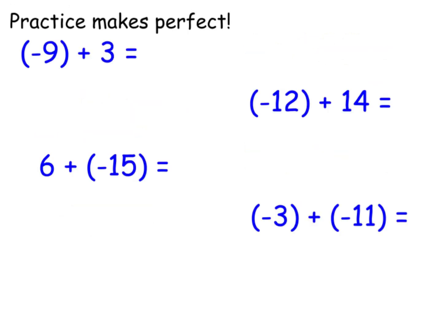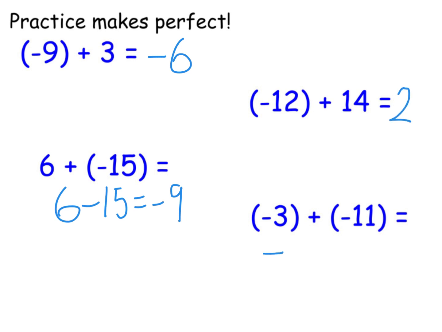Okay, this one here, minus 9 plus 3 is just minus 9, come up 3, so we're at minus 6. This is just the same as 6 take away 15, which is minus 9. Minus 12 plus 14 is just 2. And minus 3 and minus 11 is just minus 3 minus 11, which is minus 14.